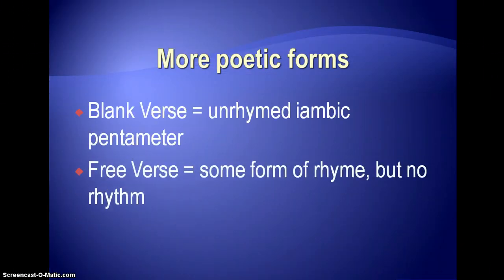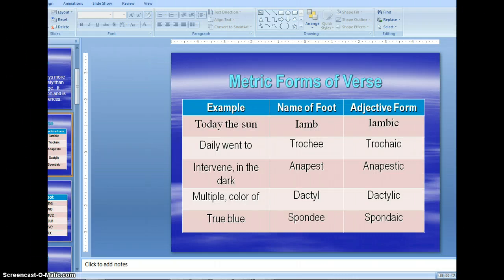Two more poetic forms for this PowerPoint: blank verse and free verse. Often confused, blank verse would be unrhymed iambic pentameter, which means there are no end rhymed words, but it does have a rhythm to it, the metric form. Free verse will have some form of rhyme, which probably would be consonance or assonance or onomatopoeia, something that sounds like it rhymes, but there won't be any rhythm. There won't be a metric form. Alright, and that's it for this PowerPoint.